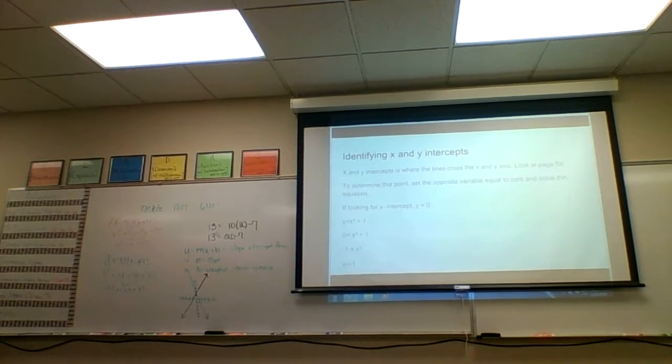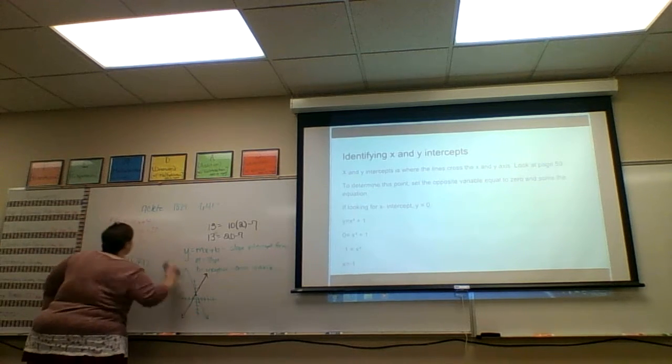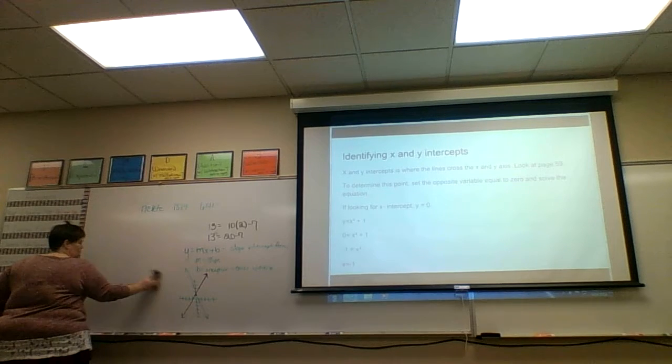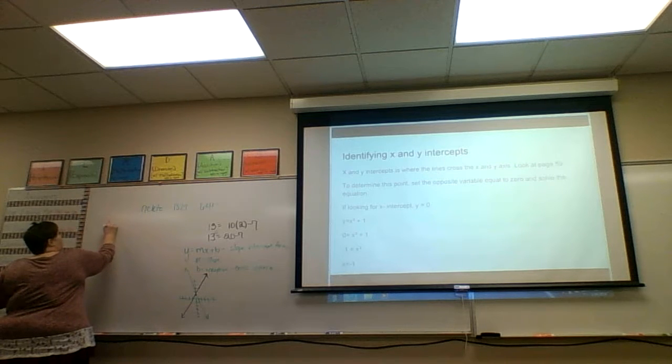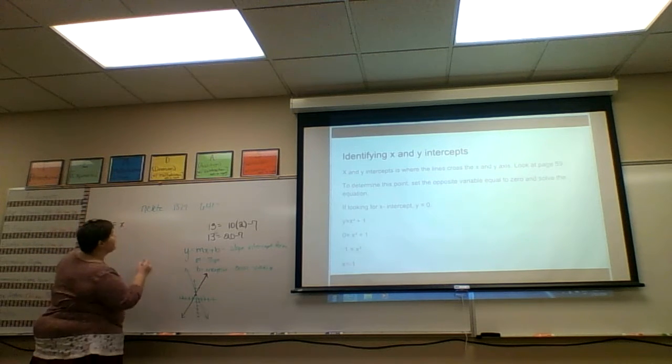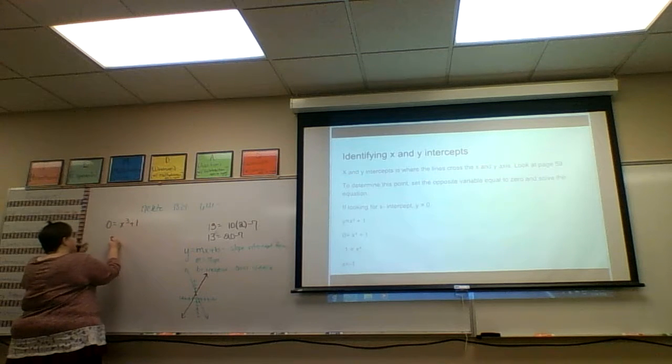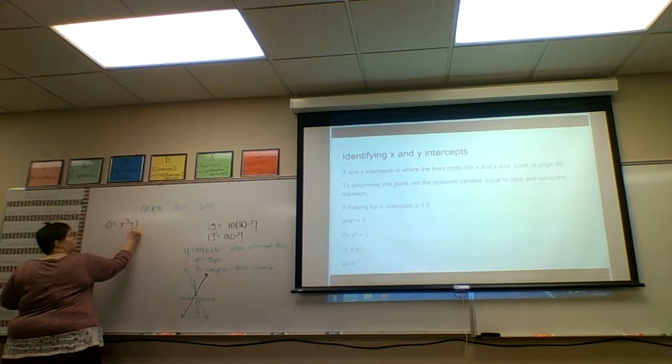Okay. Identifying X and Y intercepts. X and Y intercepts are where the lines cross over X and Y. To determine this point, set the opposite variable equal to 0 and solve the equation. If you're looking for the X intercept, Y is going to be 0. So I'm going to use what I have there. So Y is going to be 0. So X to the third plus 1. Subtract 1.